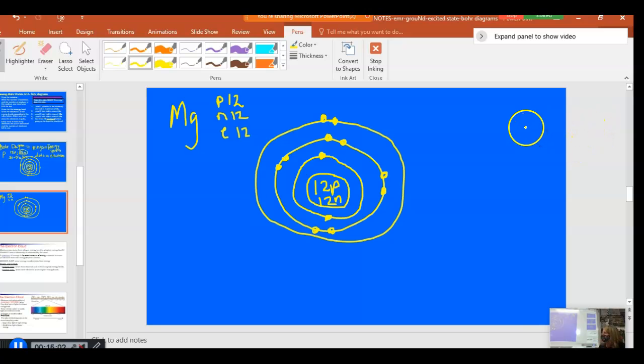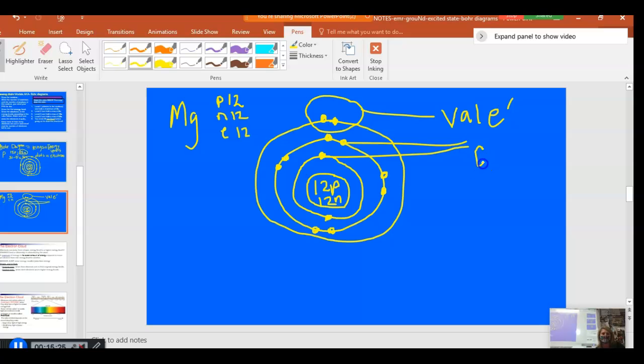Just a quick observation here. These two electrons on the last energy level are our valence electrons. This is my last energy level that has any electrons on it, so those are considered my valence electrons. All the electrons on energy level 1 and 2 are core electrons. The ones on the last energy level are valence electrons.